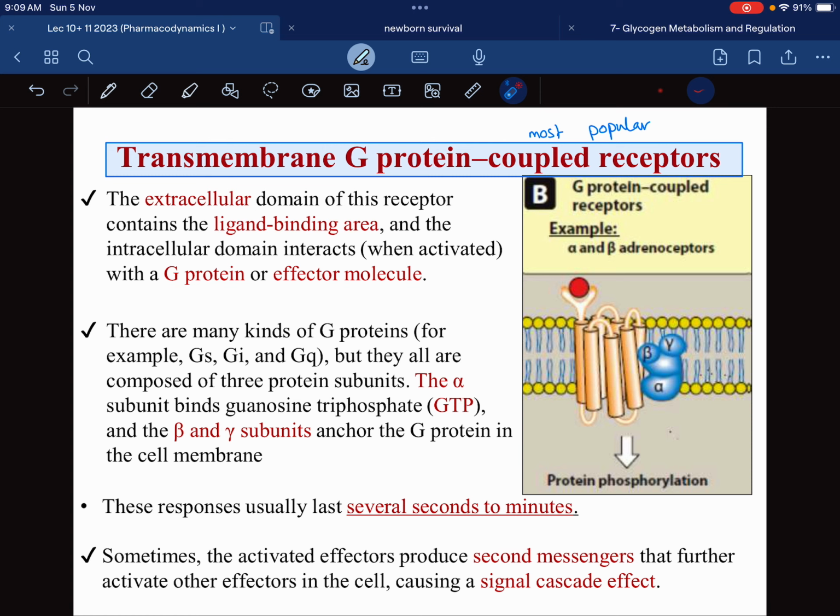Okay. The extracellular domain of this receptor contains the ligand binding area, and the intracellular domain interacts with the activated G protein or effector.